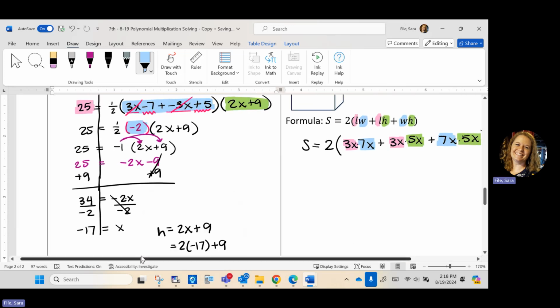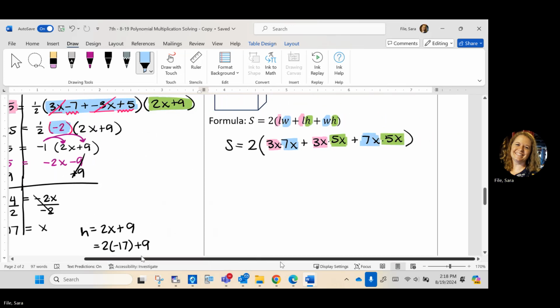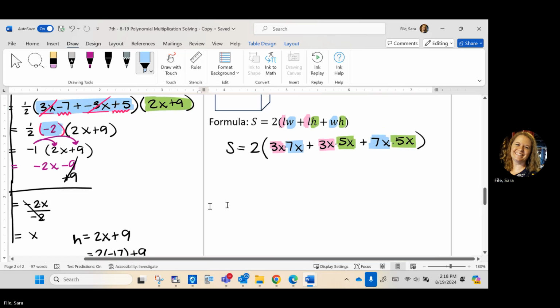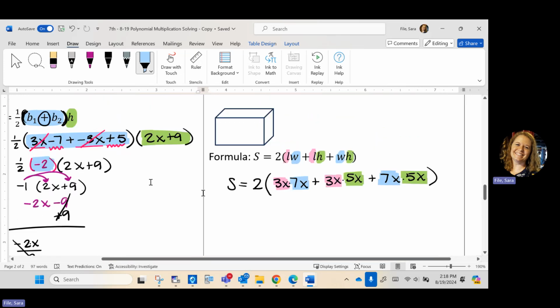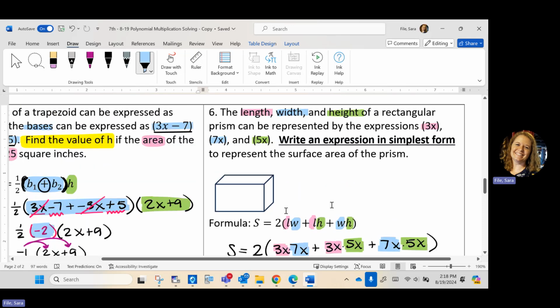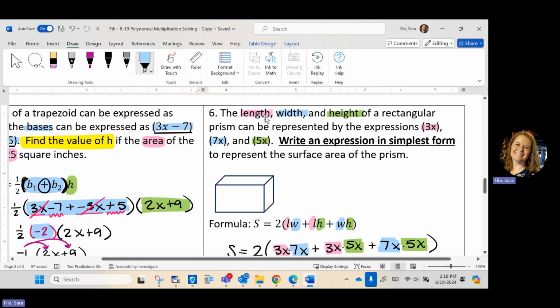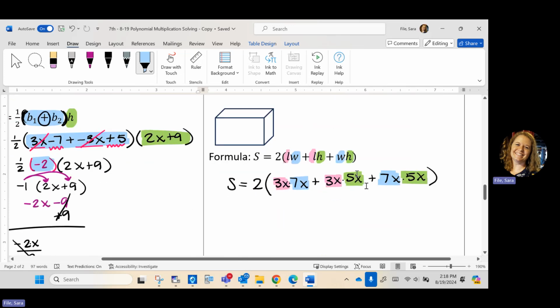So when I go to simplify this, yes, well? Because the formula is given here, and the way that they worded it, they said length, width, and height are represented by 3x, 7x, 5x, so it's got to be in the same order. So the first one they gave us corresponds to length, the second one to width, and the third one to height. Is that what you're asking? Okay. All right, so once I've got those substituted in, now I'm going to simplify.